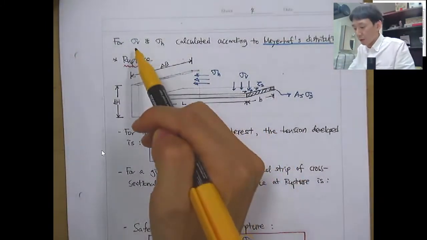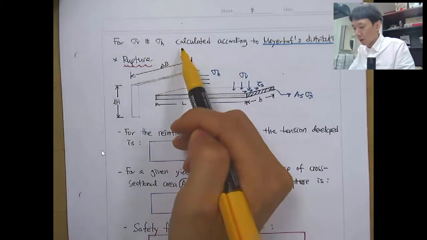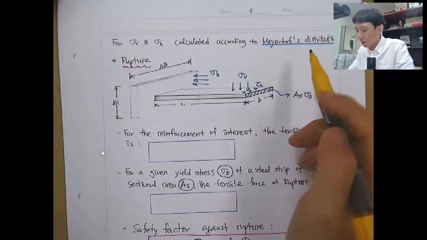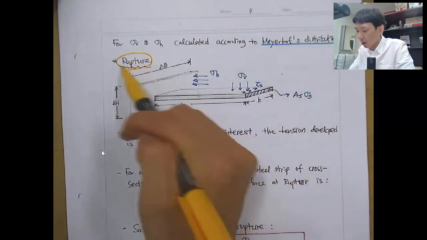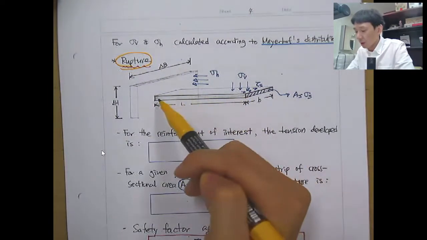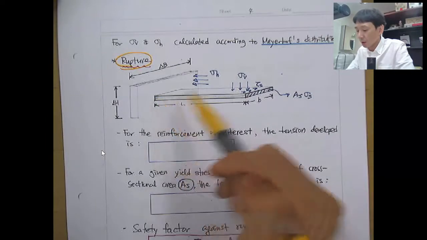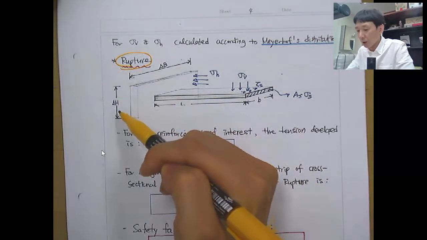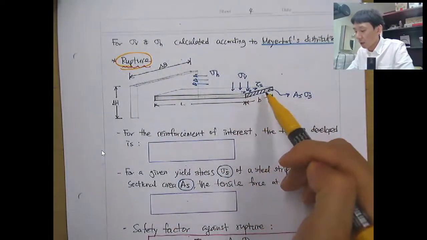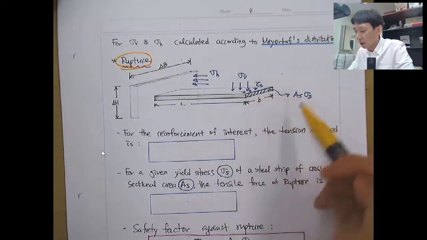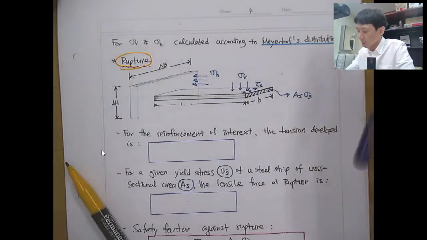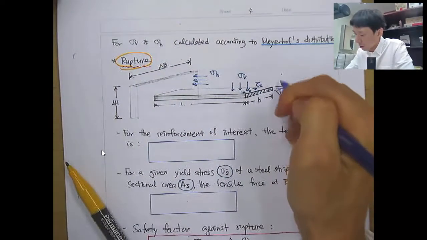With the vertical and horizontal stress calculated according to the Meyerhof distribution, we can identify the factor of safety against rupture. If we think about the strip that's connected to a facing element here, and the facing element has the area of delta H times delta B, the strip element also will have some thickness T, and the cross-sectional area will be B times T.